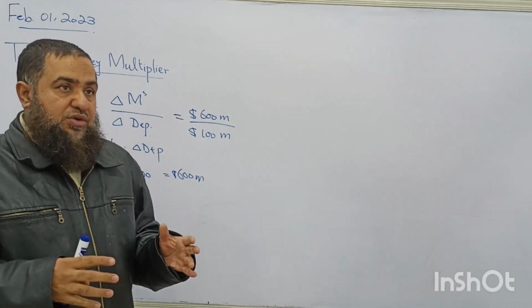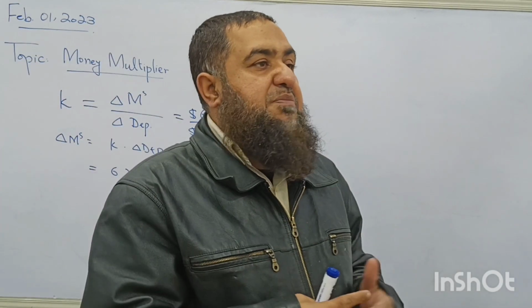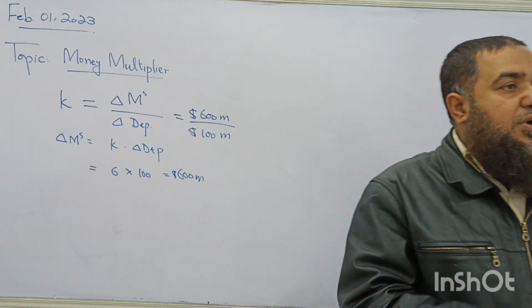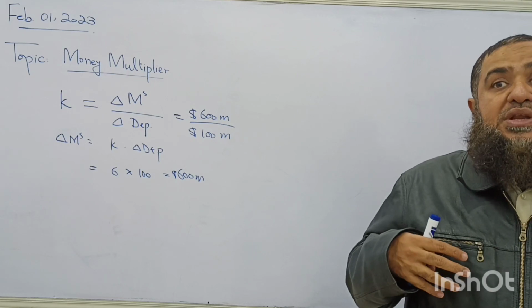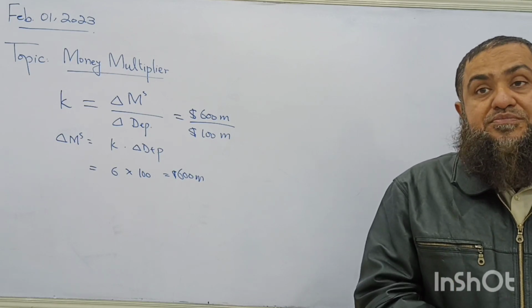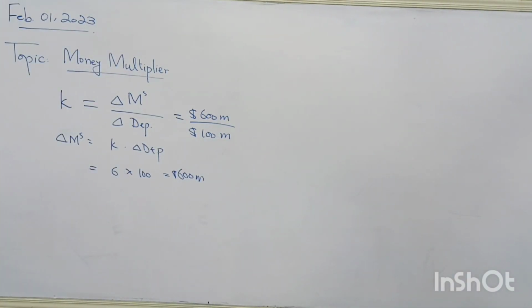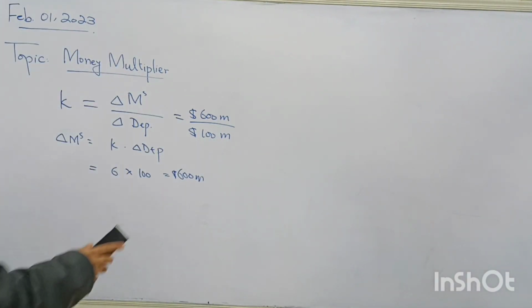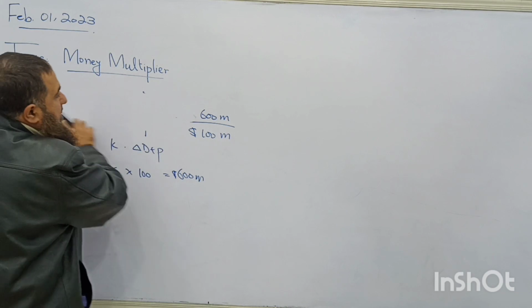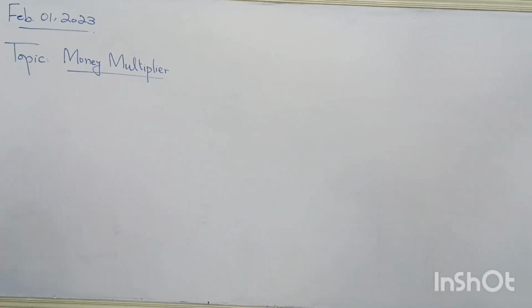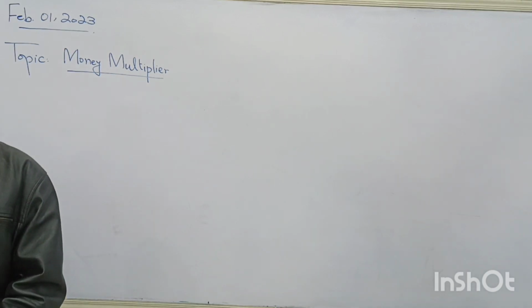Now I am going to explain how this multiplier actually works, how commercial banks are able to create more money. This is a phenomenon which I am going to explain right now. So first of all, keep in mind how this commercial bank will be able to change the money supply. Do you know what is meant by reserve ratio? What is the reserve ratio?